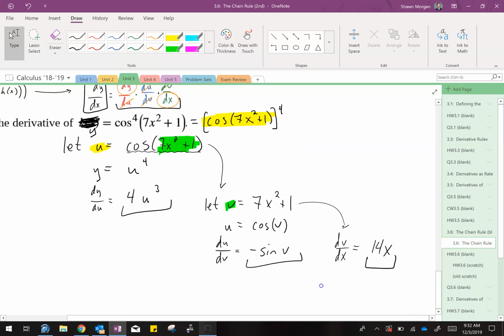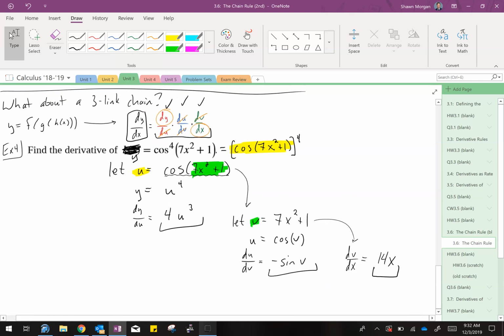So when we take these three lengths, we want to multiply the three of them together: 4u cubed, negative sine v, and 14x. We're going to multiply all three of those together down here, and I'll do that in orange. So we got 4u cubed times negative sine of v times 14x. Okay? Now, the answer that we're looking for is supposed to be with respect to x, or we're differentiating in terms of x.